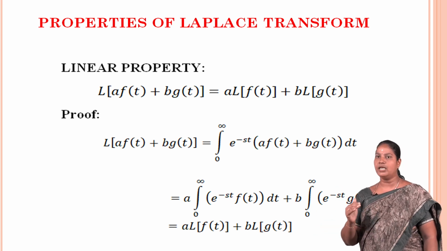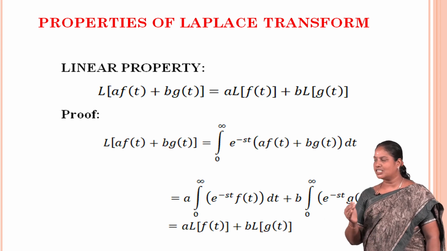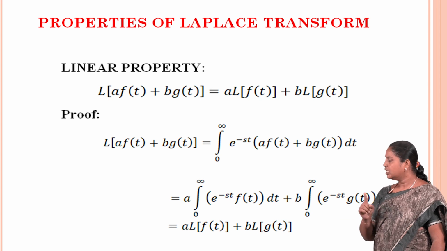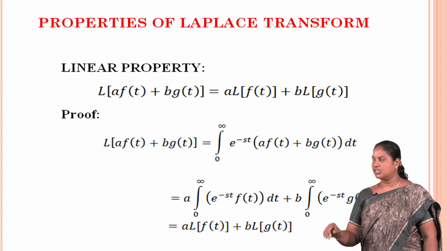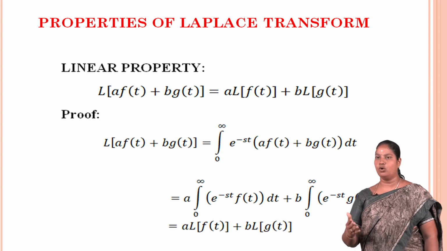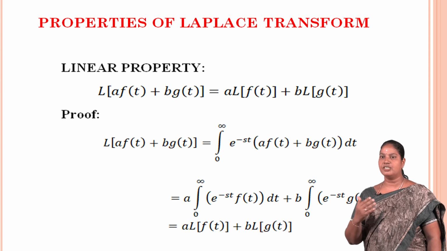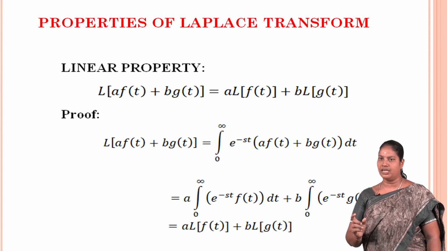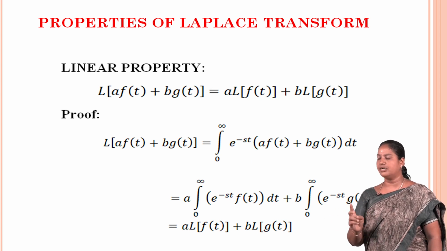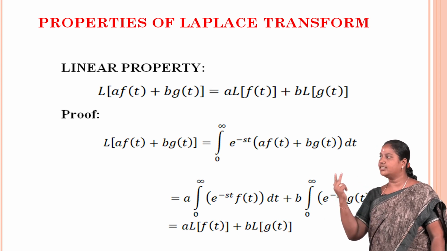First one is the linear property. That means L of a times f of t plus b times g of t is equal to a times L of f of t plus b times L of g of t. Now let us see the proof. L of a f of t plus b g of t: the function is nothing but a linear combination of two functions f of t and g of t.